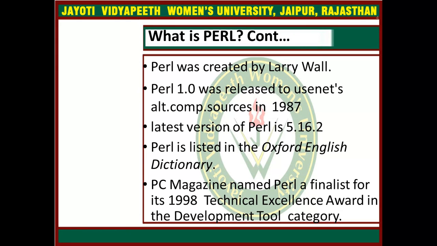Perl was created by Larry Wall. Perl 1.0 was released to Usenet's alt.comp.sources in 1987. The latest version of Perl is 5.16.2. Perl is listed in the Oxford English Dictionary. PC Magazine named Perl a finalist for its 1998 Technical Excellence Award in the Development Tool category.